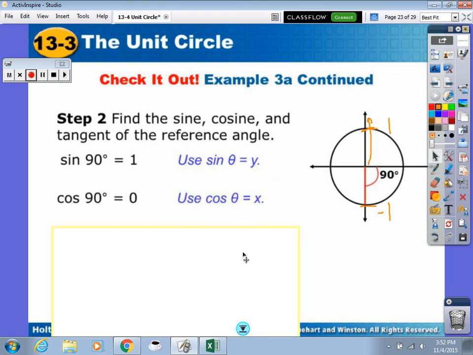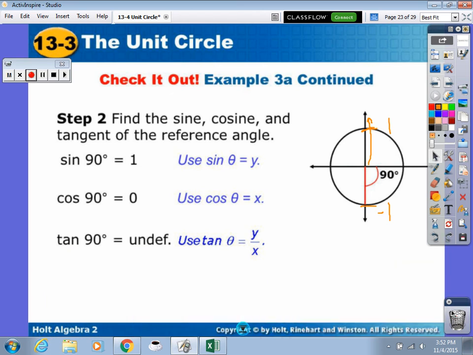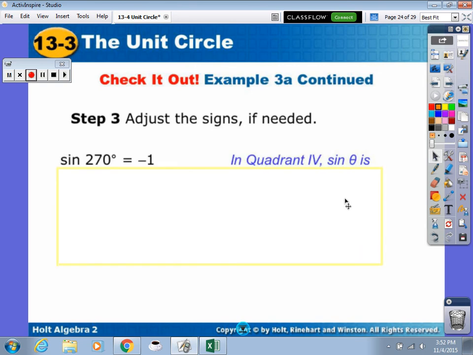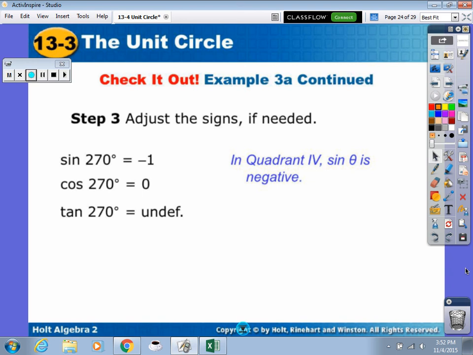Moving on to our cosine of 90 degrees, we're at the y-axis, so x is equal to 0, and tangent is undefined in this location because our x, or our denominator, is equal to 0. And we're going to move on to adjusting the signs, and we already looked at that. Nothing really changes other than our sine of 270 degrees becomes -1.